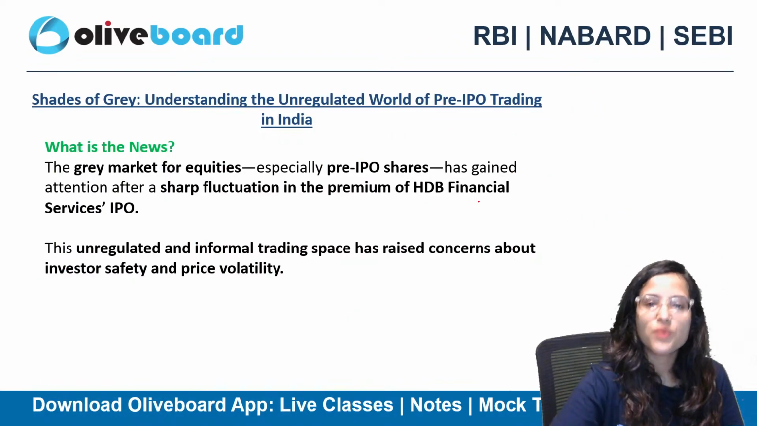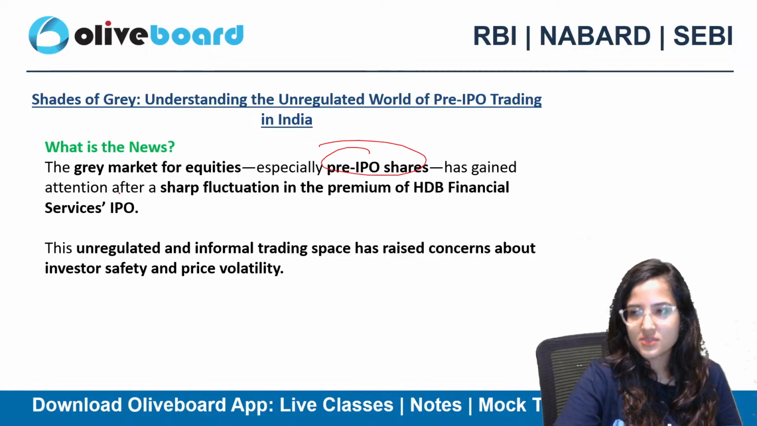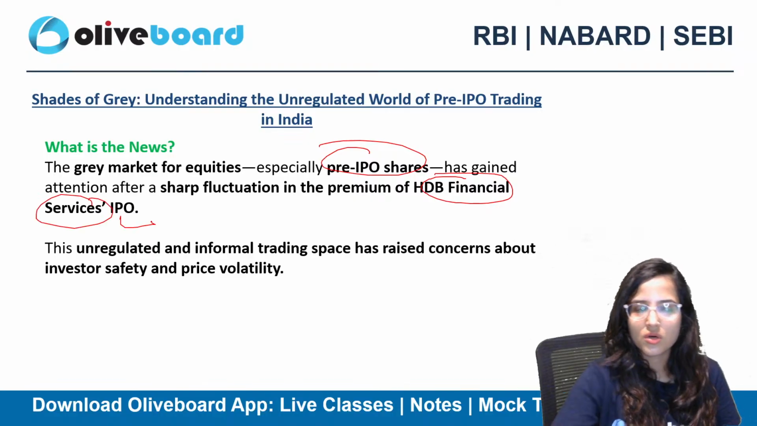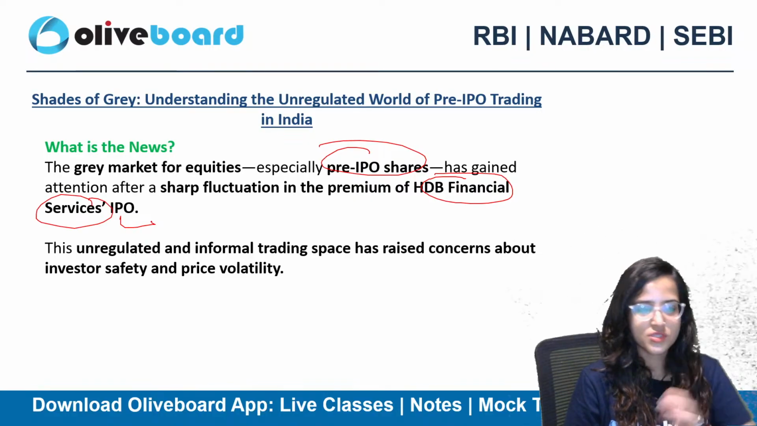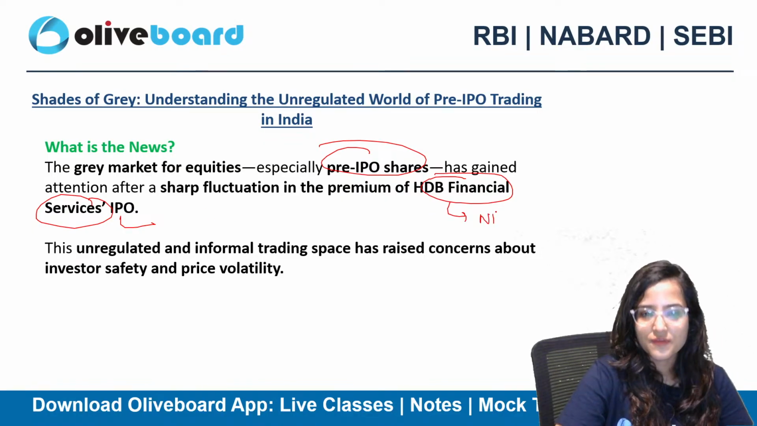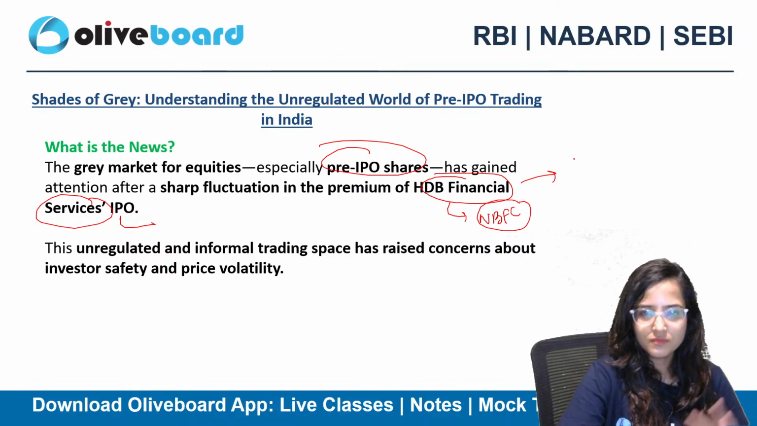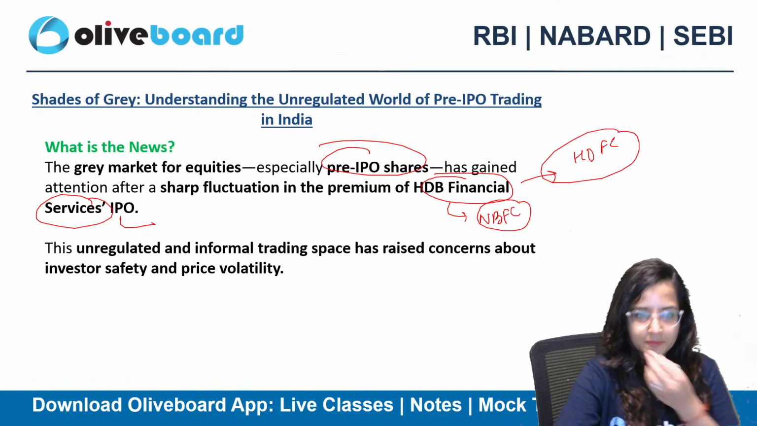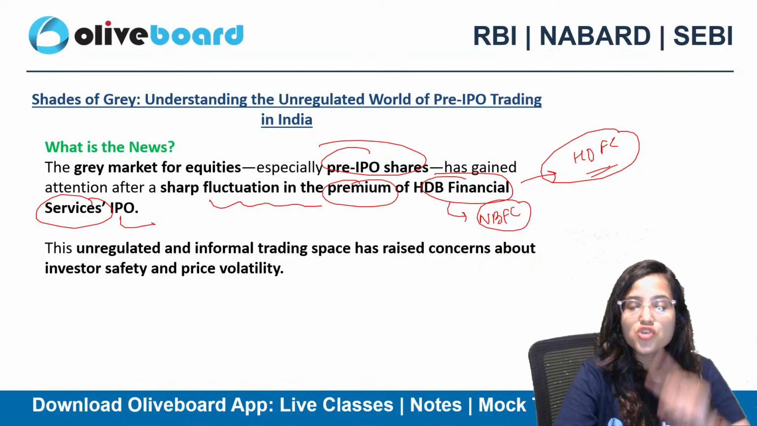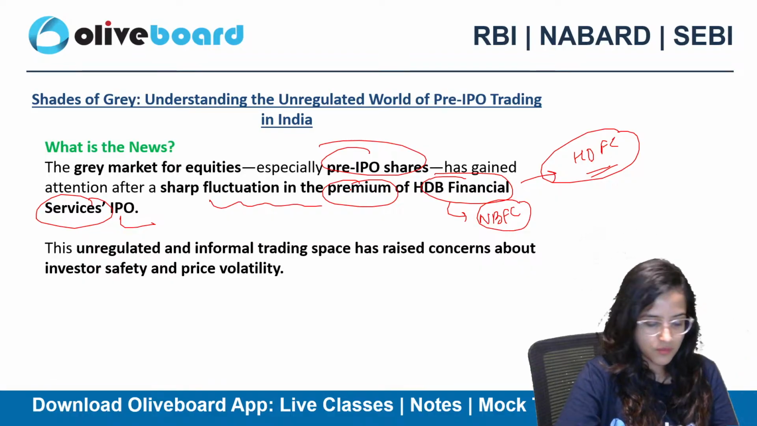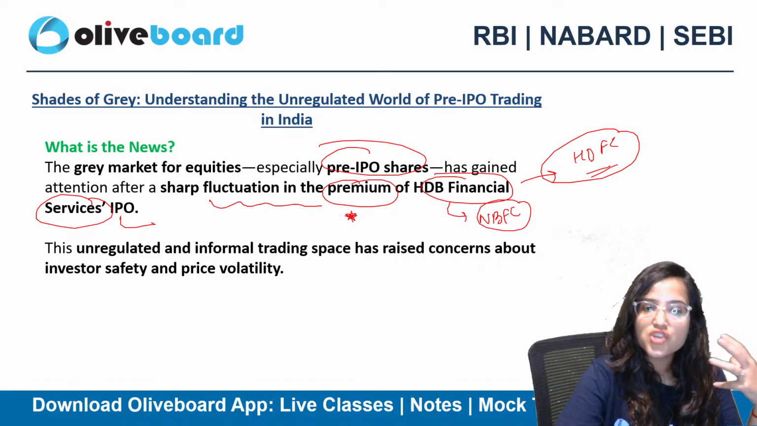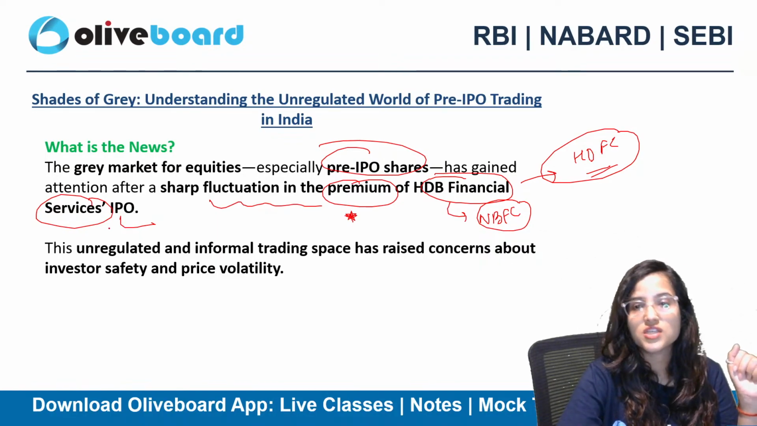So the grey market for equities, especially for pre-IPO shares, has gained attention. Why? See, the HDB Financial Services IPO had been initiated a few days back. HDB is an NBFC, a non-banking financial company, and it is a subsidiary of HDFC Bank only. Here we saw a sharp fluctuation in the premium because of buying and selling of stocks in the grey market. That was creating a sharp fluctuation in the HDB Financial Services IPO.